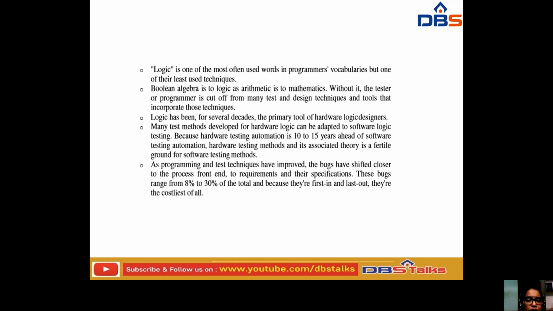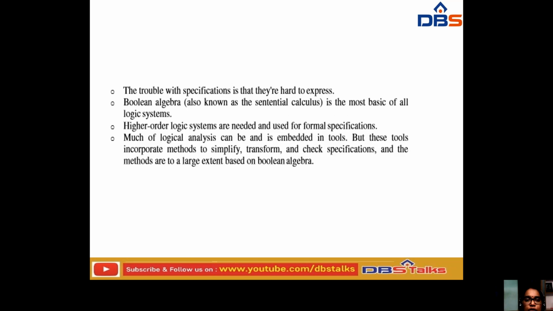As programming and test techniques have improved, the bugs have shifted closer to the front end, to the requirements and the specifications. These bugs range from 8% to 30% of the total, and they are first in and last out, and we can say they are costly. If you have observed this, basically the trouble with specifications is that they are hard to express.